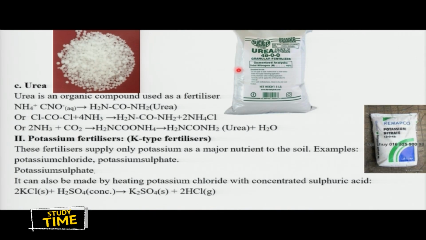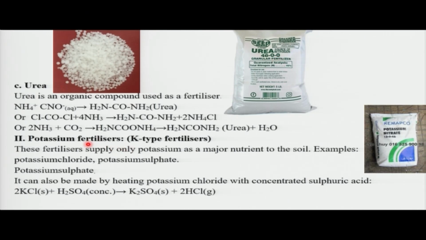So this is an example of a bag of urea. 46 is showing the amount of nitrogen in urea. Actually, urea has almost the highest percentage of nitrogen among our fertilizers. But it depends again on how much you've added. So then the others are 0. That is, if it is urea and NPK, it means the phosphorus is 0 and the potassium is 0.